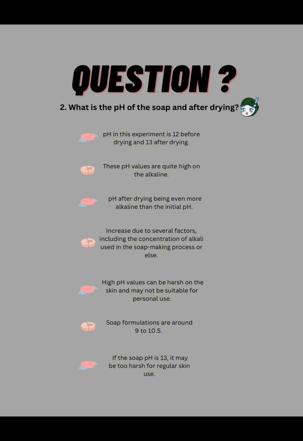Soap formulations are often adjusted to achieve a milder pH for skincare purposes, typically around 9 to 10. If the soap pH is 13, it may be too harsh for regular skin use and you need to consider adjusting the formulation to achieve a lower and milder pH.